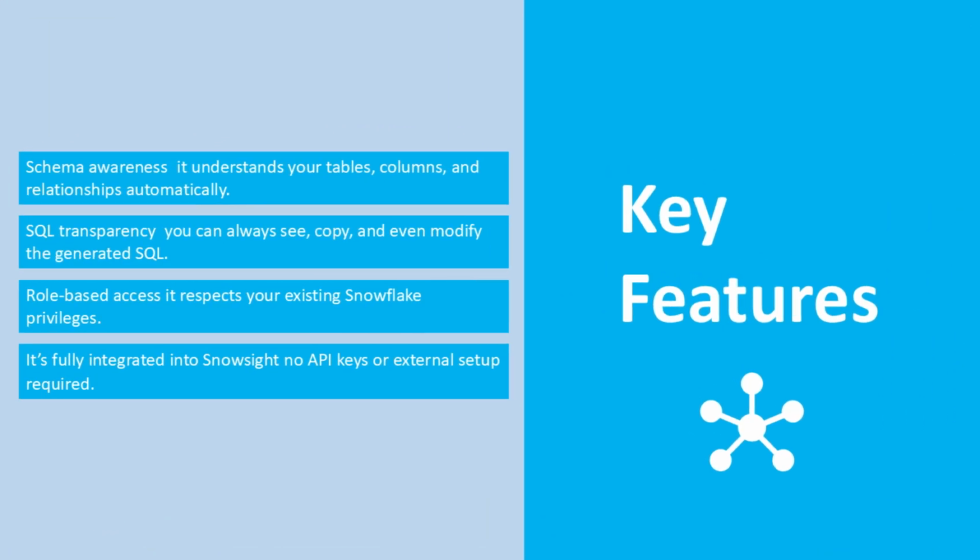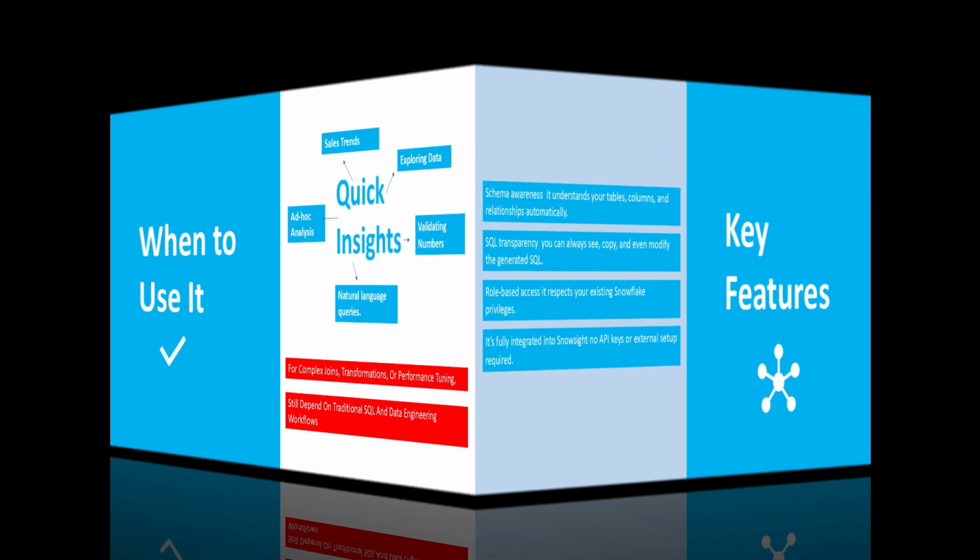Let's talk about what makes Cortex Analyst special. Number one, schema awareness. It understands your tables, columns, and relationships automatically. Number two, SQL transparency. You can always see, copy, and even modify the generated SQL. Number three, role-based access. It respects your existing Snowflake privileges. And number four, it's fully integrated into Snowsight. No API keys or external setup required. So it's secure, smart, and transparent.